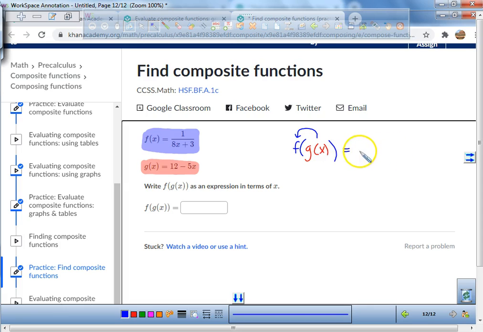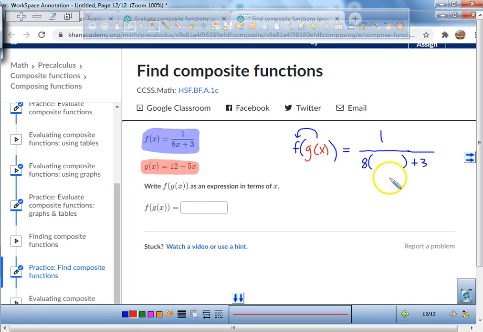So now you'll notice I'm going to stay in blue. I'm going to stay in blue. I'm going to put 1 over 8, but I'm going to open up a big old fat parentheses right here. And then put plus 3. But what am I going to plug in to x in my blue function?